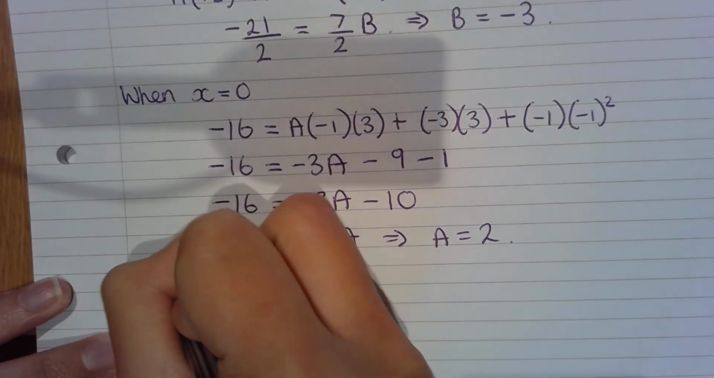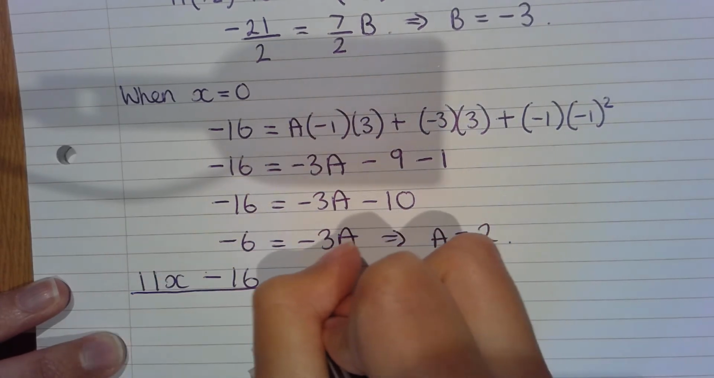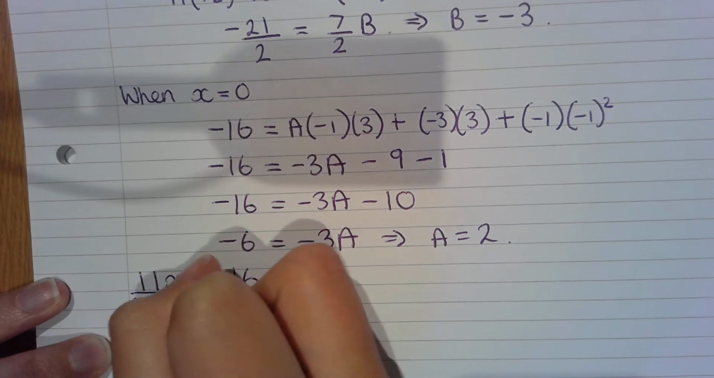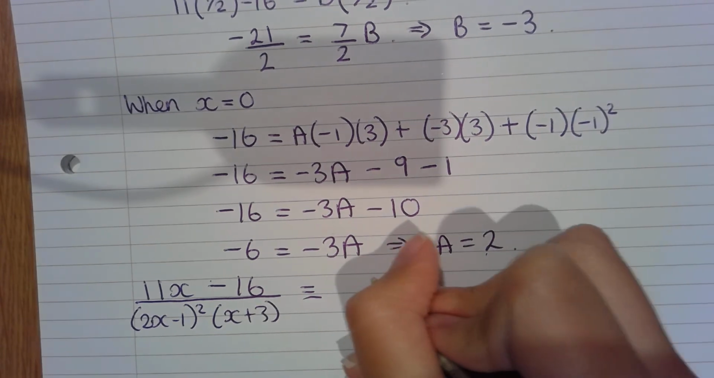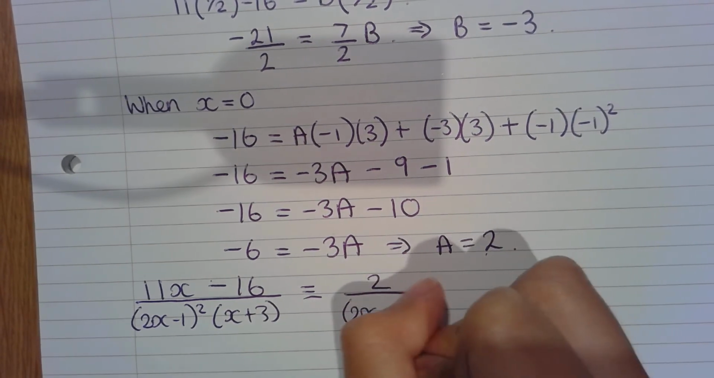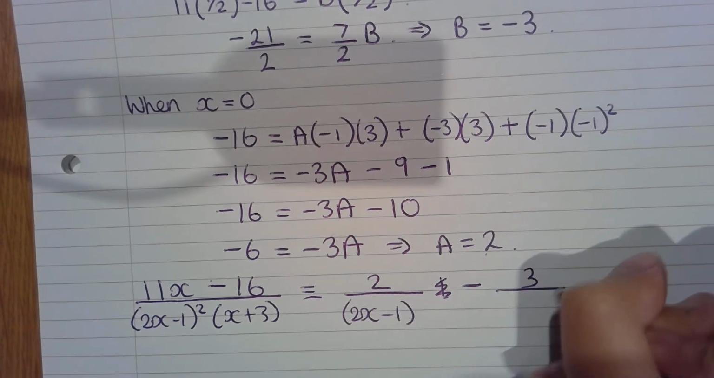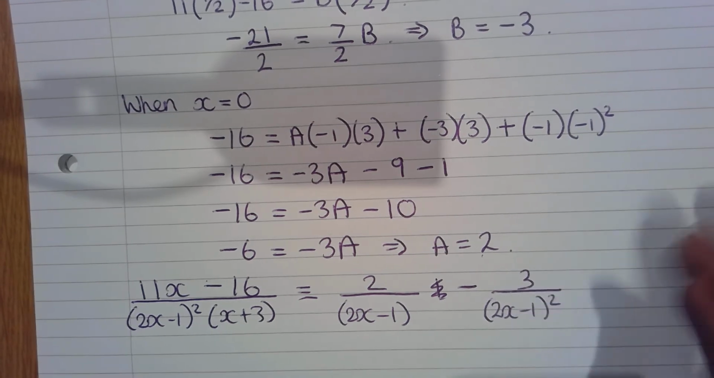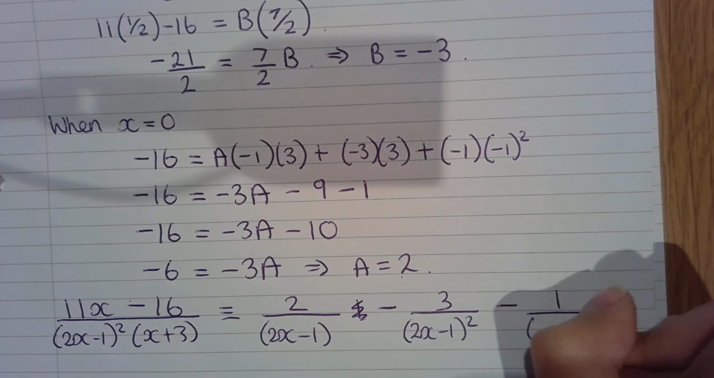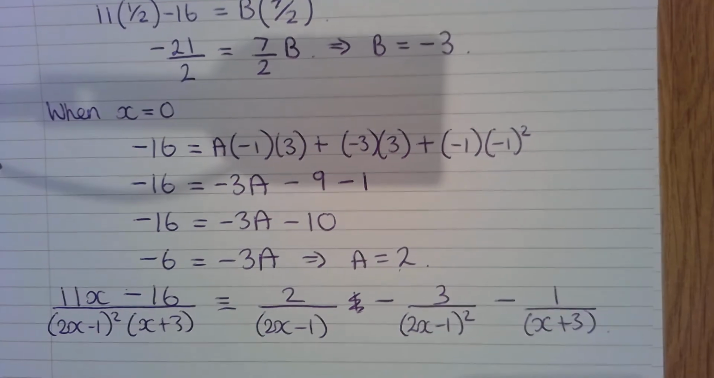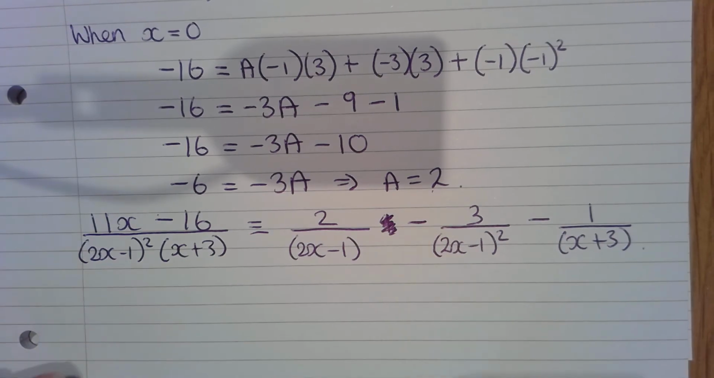So I've got 11x, take away 16 equals, identity, 2x, take 1 squared, x plus 3. So over here, my a is 2 over 2x, take 1, plus my b is a -3, so -3 over 2x, take 1 all squared, and my c is -1, so take 1 over x plus 3. So you've written it in the formal way, don't need a plus and a negative sign here.